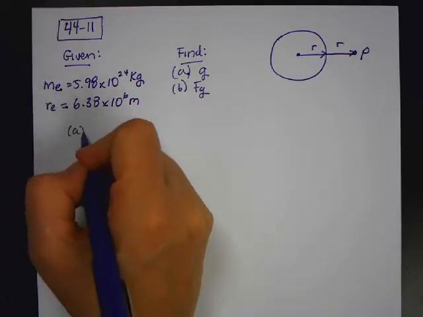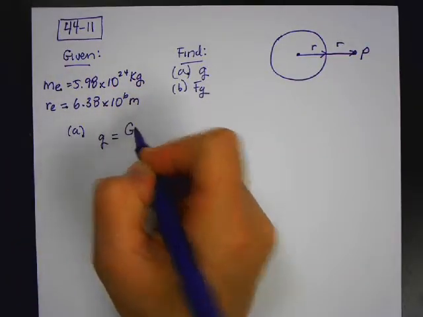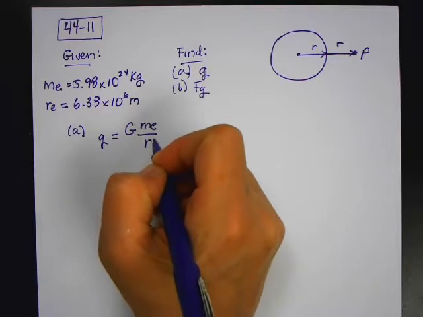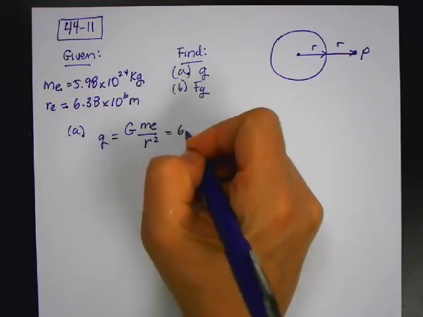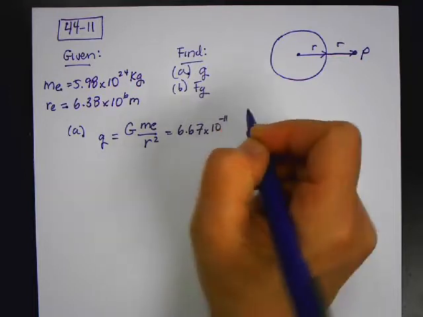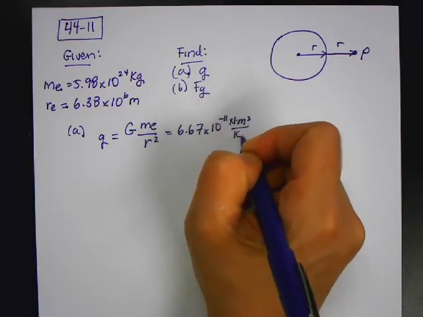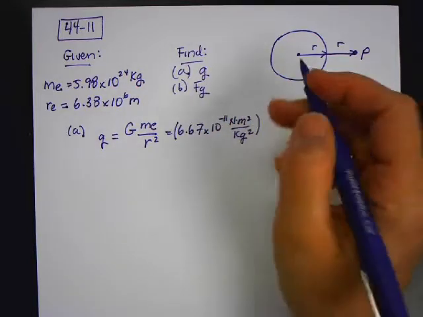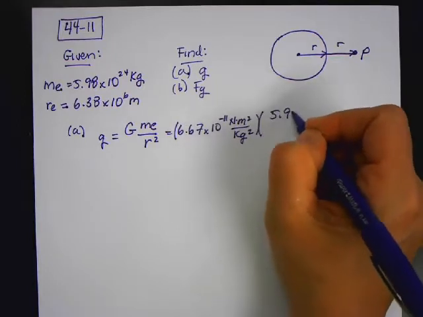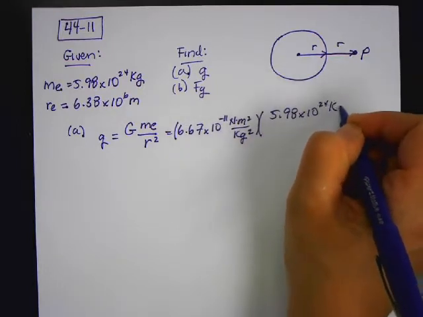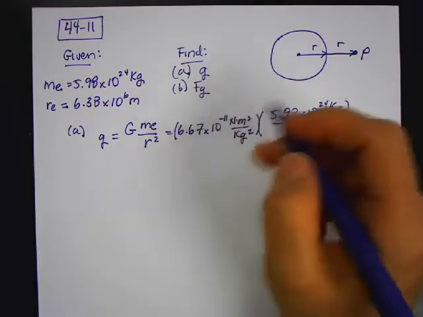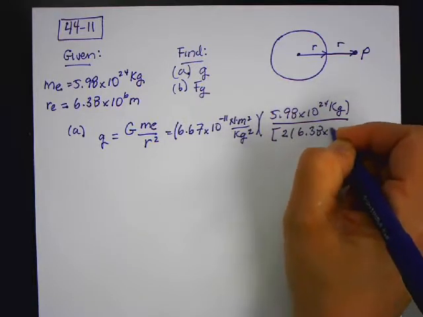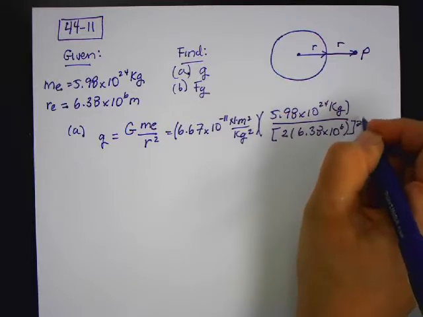So for part A, our equation is little g is equal to big G, the universal Newtonian gravitational constant, times the mass of the Earth over the radius squared. So this is 6.67 times 10 to the negative 11 Newton meter squared per kilogram squared. And that's not something that you have to memorize, but after you write it so many times, you kind of can't forget it. The mass of the Earth, 5.98 times 10 to the 24 kilograms, divided by, now remember it's 2, so what I'm going to do is I'm going to write 2 times 6.38 times 10 to the 6, and then I'm going to square the entire thing.